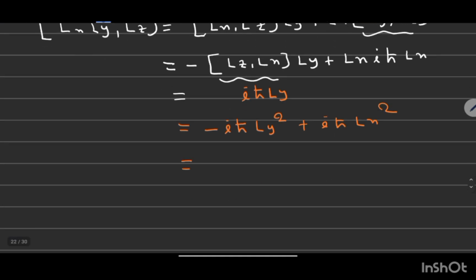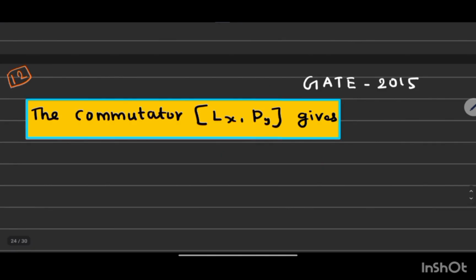So the answer is iħ times (Lx² − Ly²). So that's all. Here you have the GATE 2015 question. We need to solve the commutation relation of Lx, Py, where Lx is the x component of the orbital angular momentum operator and Py is the y component of the linear momentum operator.